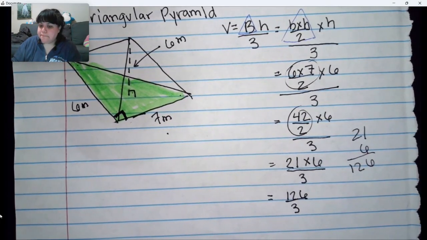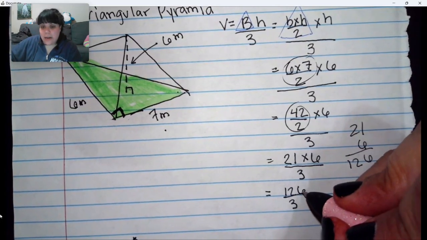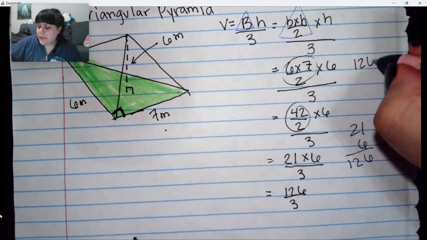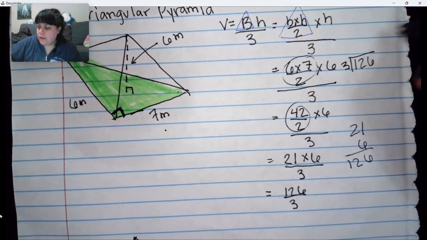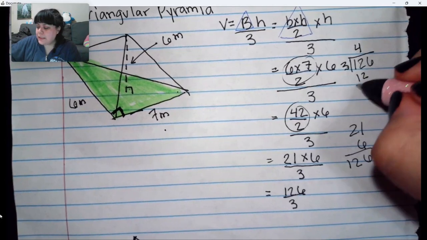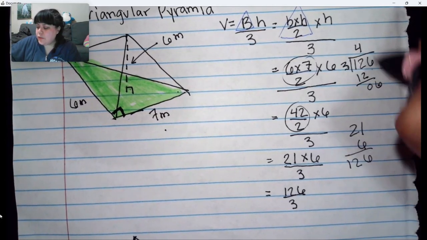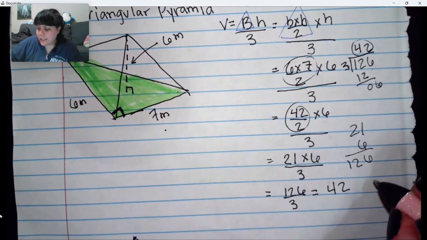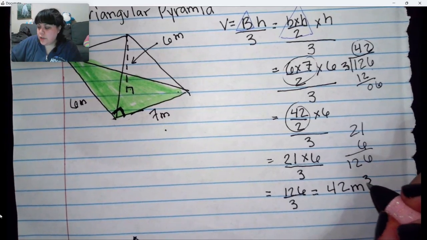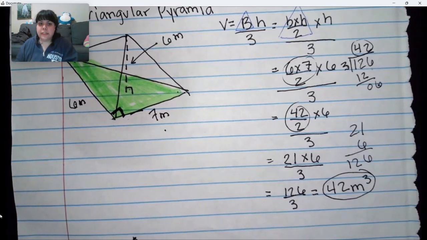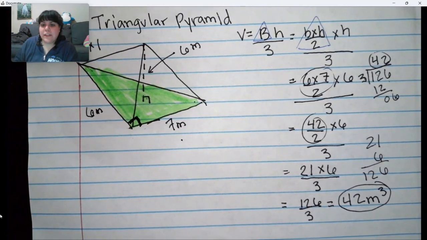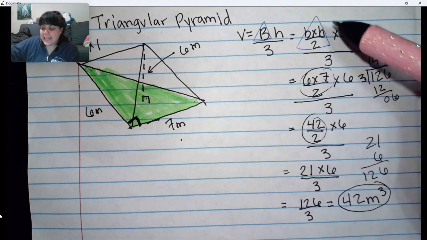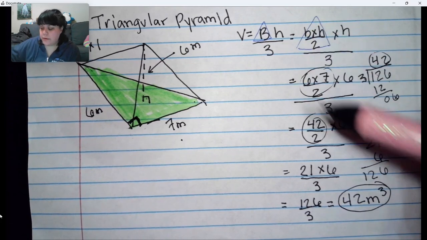Divide by 3. And now I'm going to divide 126 by 3. 3 goes into 12 4 times. Bring down my 6. 3 goes into 6 2 times. So my volume is going to be 42 meters cubed. So there's my volume. Right? So it's the same formula. It's just a little different because we have two divisions going on. So that's why this part is very, very important.